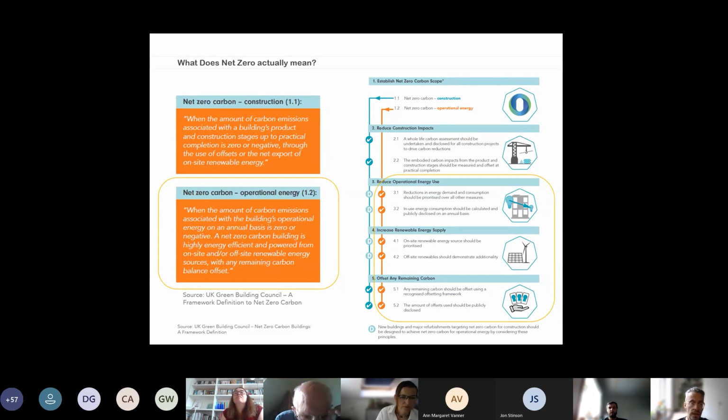The second is operational energy, and that's defined as when the amount of carbon emissions associated with the building's operational energy on an annual basis is zero or negative. A net zero carbon building is highly energy efficient and powered from on-site and or off-site renewable energy sources with any remaining carbon balance offset. I've highlighted the net zero operational energy because at the moment that's the primary focus, and it relates closest to the work that we need to do with retrofit.